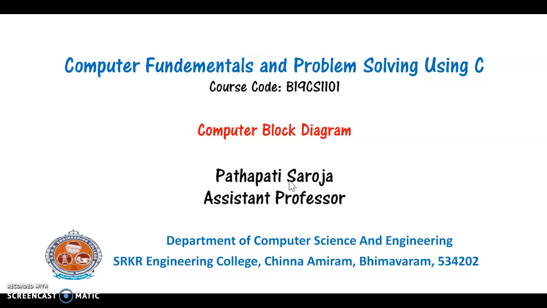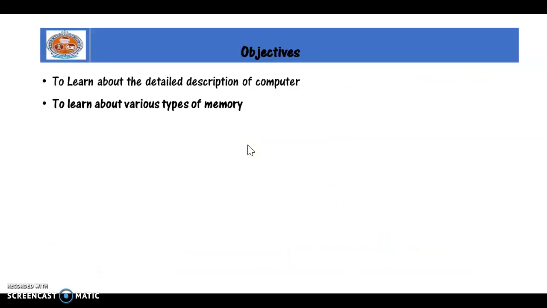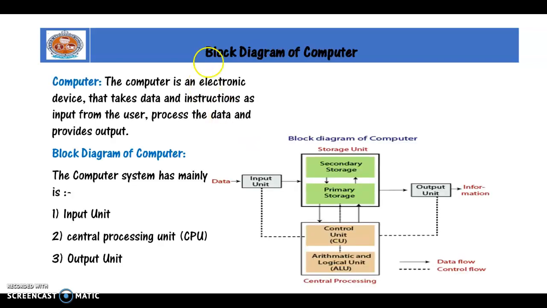This course mainly deals with the fundamentals of computers and C language. Coming to today's session, we are going to discuss the definition of a computer and the various parts available in a computer, and then different types of memory in detail. So the objectives of today's session are to learn about the detailed description of a computer and to learn various types of memory available.